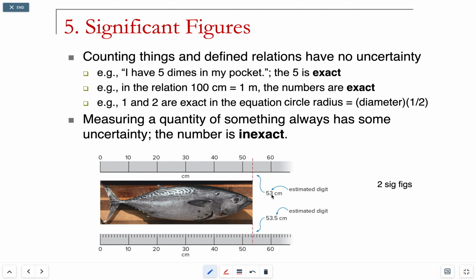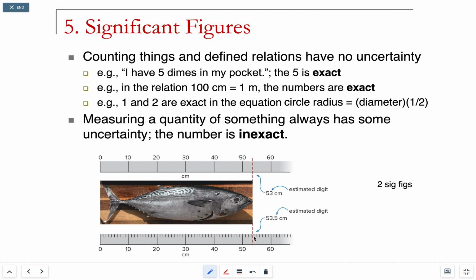So in any measurement, all of the numbers in front of the last one are well known. It is always the last digit that is a best guess. So looking at the line, it's probably somewhere between 53 and 54 centimeters, but we can't really be sure which one it is. If we look at the more precise measuring device, there's more information content that we can gain from this ruler. We can narrow it down further, and it's somewhere between 53 and 54 centimeters.